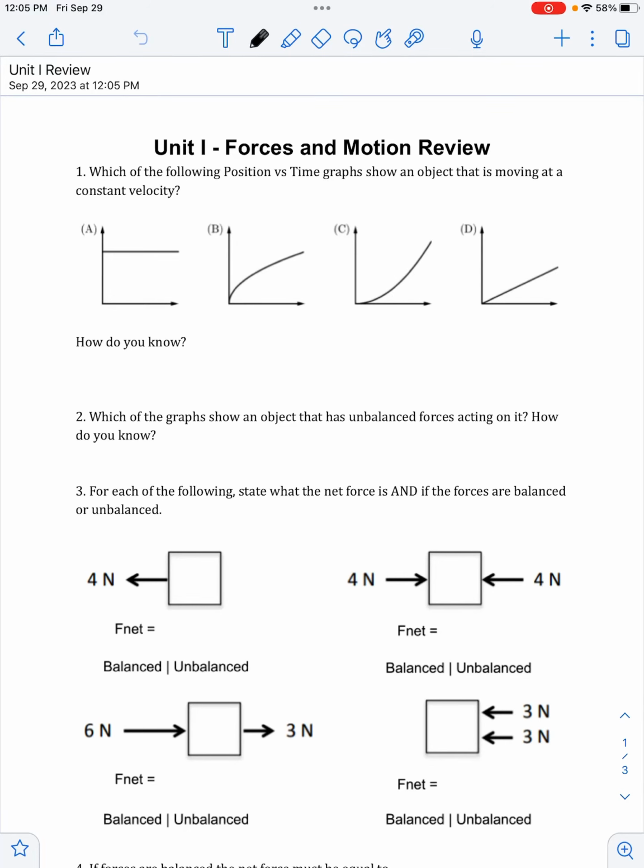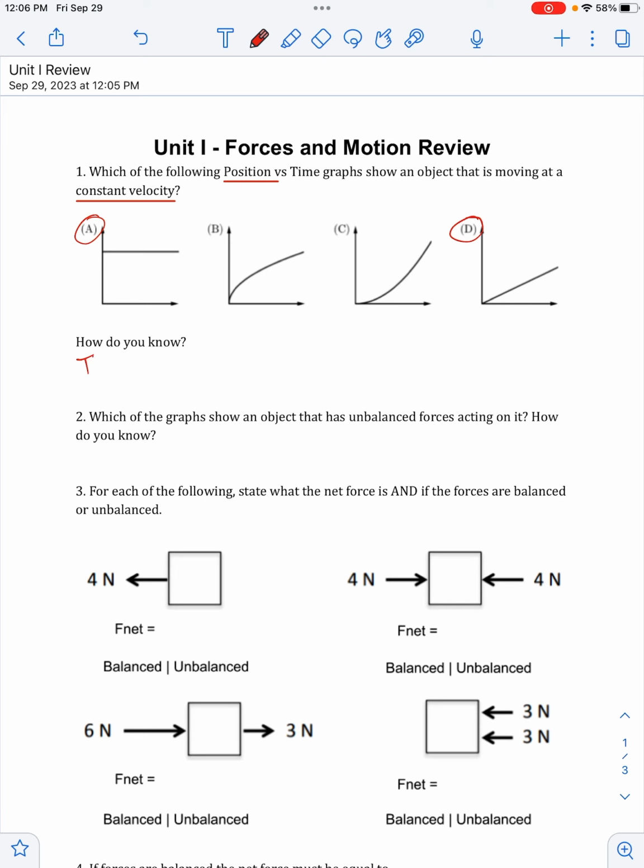All right, going through this review for Unit 1. Begin with the question, which asks, which of the following position versus time graphs shows an object that is moving at constant velocity? Remember that constant velocity means that the speed isn't changing, and this is a position graph. So it means that the slope should be constant. That means a straight line. So both A and D have straight lines, right?